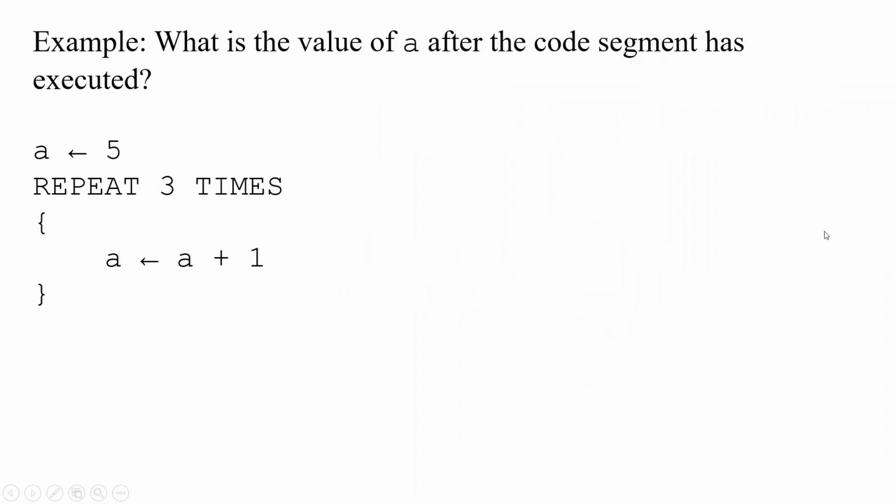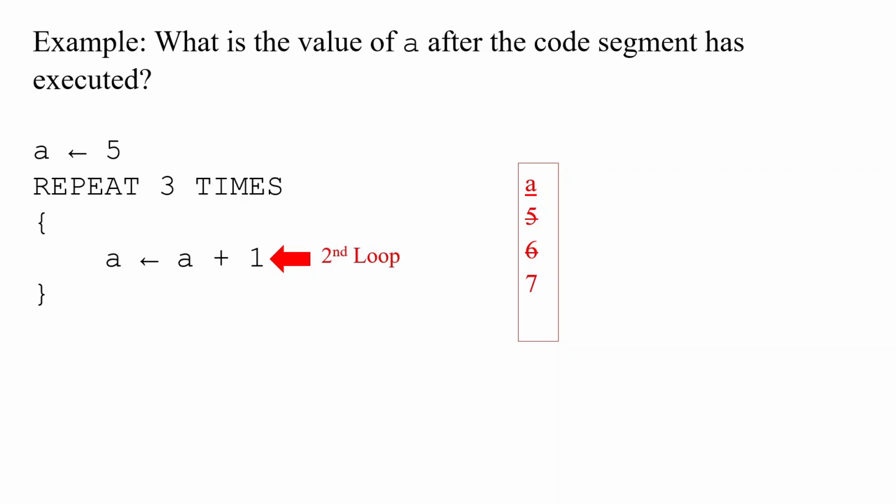So here's a basic example of it. What is the value of A after the code segment has executed? So we'll do a trace of this. Off to the side, we'll write A starts with the value of 5. When we get in here, we see we repeat this statement 3 times. What's happening is we take the current value of A and add 1 to it. So the first time through, I take 5 and add 1 to get 6, and that becomes my new value of A. That was one loop.